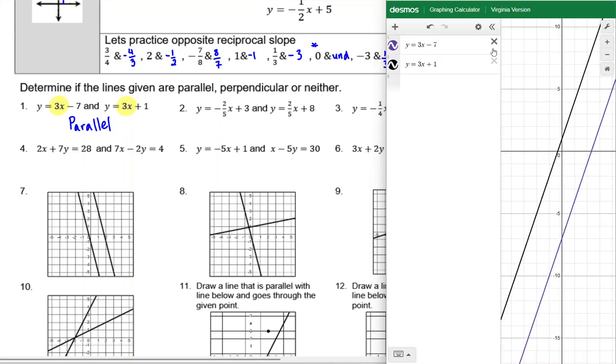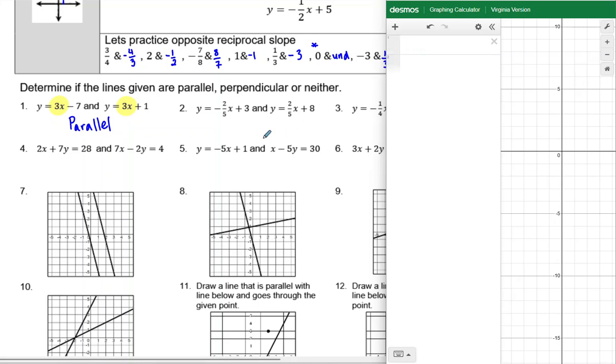Number 2, let's check it out. This is positive. Sorry, this is negative. I don't know why I said positive. This is a negative slope. This is a positive slope. So I have opposites, but I do not have reciprocals, nor are they the same slope. So this is actually going to be neither. I'll graph it for you and show you, but for now, let me write neither. They're not parallel or perpendicular.